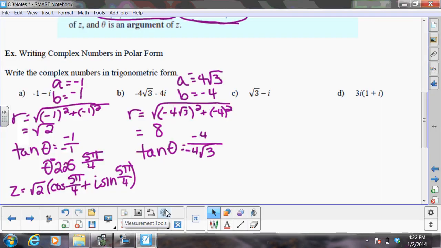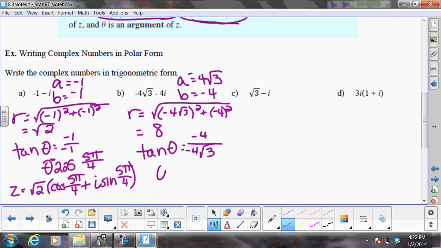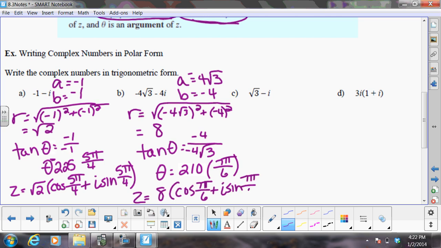But we are not in quad 1, we are in quad 3, which means that we are not looking for 30, we are looking for 210, which in radians is 7 pi over 6. So our trig form is z equals 8 parentheses cosine 7 pi over 6 plus i sine 7 pi over 6. Trig form and De Moivre's are both on the final exam.